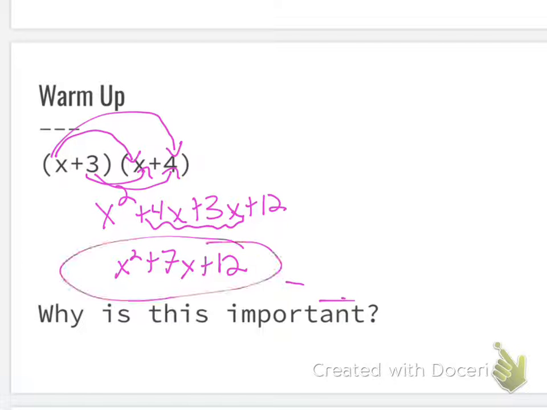So why is this important? Well, this is important because today we're going to start by going in the reverse. So now that you guys know how to distribute to get a polynomial, I'm going to give you a polynomial and we're going to go backwards and get these two sets of parentheses.